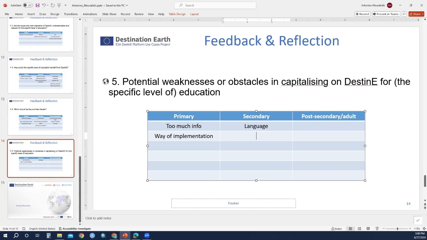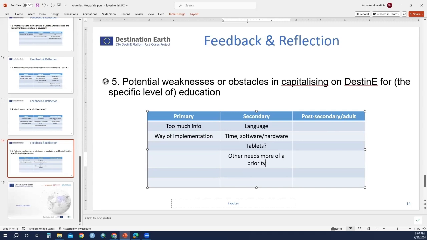Yes, time, software, and hardware constraints, because as already mentioned, too much to teach and too little time, but also they pinpointed that students use mainly tablets and they're not quite sure how this platform would look on a tablet. They also said that the computers in the schools will take forever to load the specific platform. Other needs take priority, so they told us that they may not use the specific platform because there are other needs that need to be addressed first. And about the UI, they once again mentioned that it's too complex, too complicated, and this may be an obstacle.